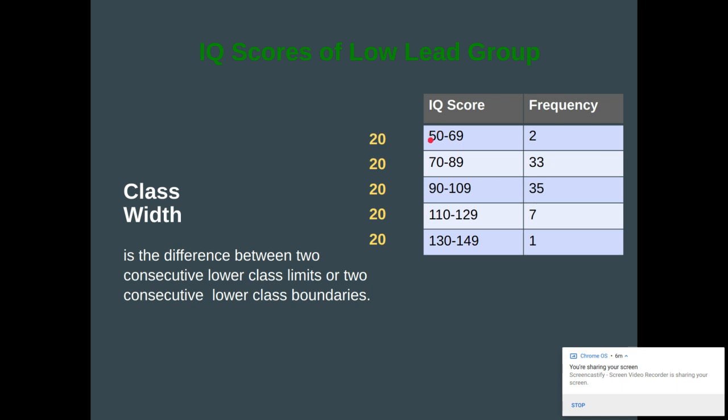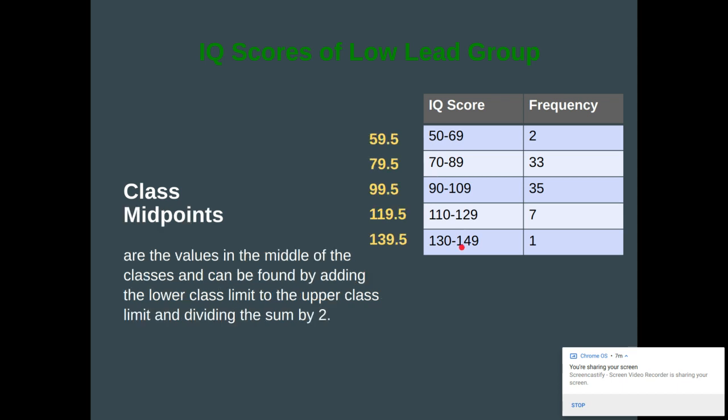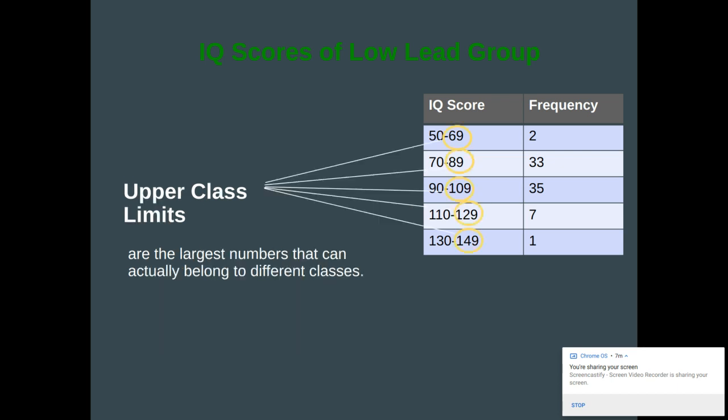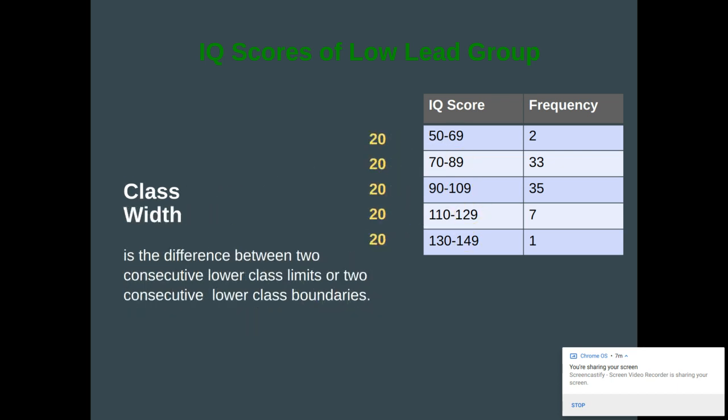So the lower limit 50 to the lower limit 70, that has a difference of 20, 20, 20, 20. So our class width is 20. If we do the same thing with the upper limits, 69, 89, 109, 129, 149, those also have a class width of 20, all the same. If you even go to the midpoints, 59, 79, 99, 119, 139, again, width of 20, okay? Class boundaries, all of those values have a class width of 20 because this frequency table has a class width of 20.